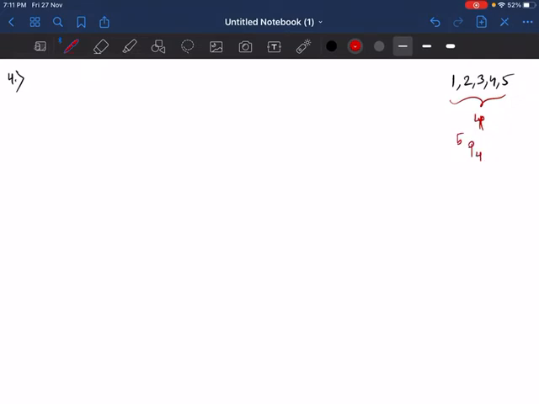So I will write here, therefore the number of 4-digit numbers is equal to the permutation of 5 digits taken 4 at a time.